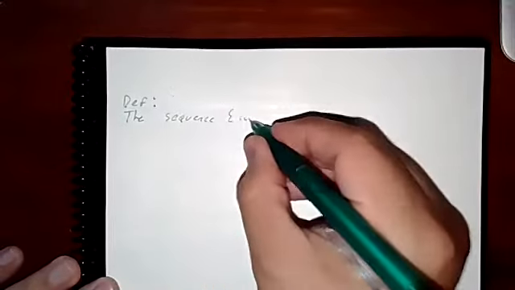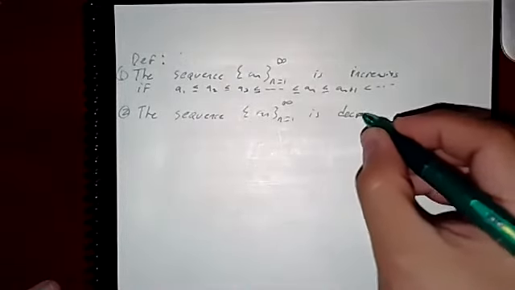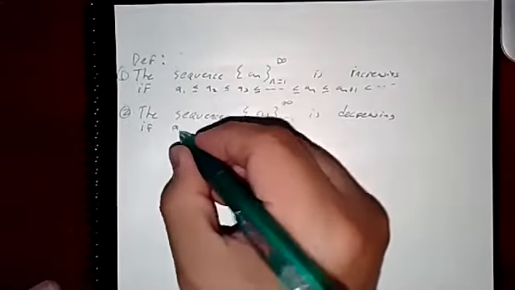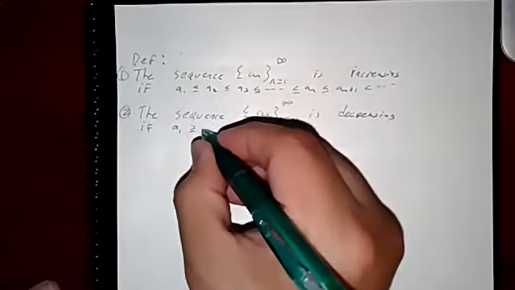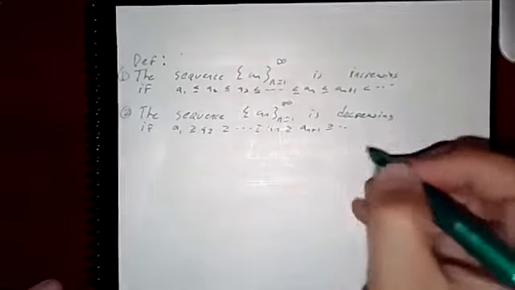Okay. That's number 1. Number 2, the sequence a sub n, n equals 1 to infinity, is decreasing if a1 is greater than or equal to a2, is greater than or equal to a n, greater than or equal to a n plus 1, etc.